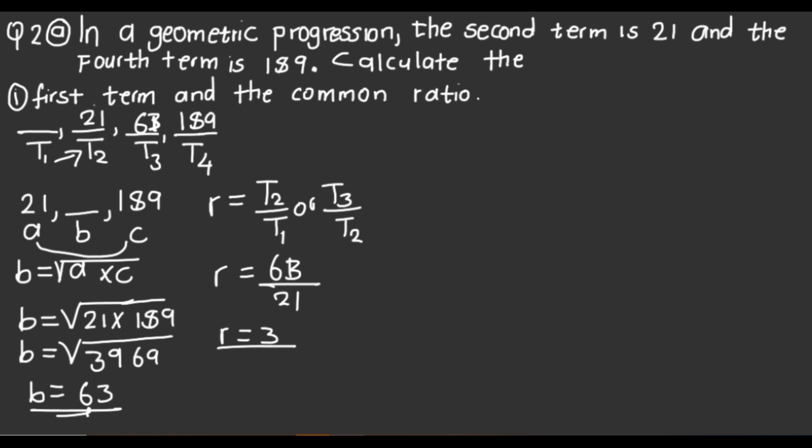This means that they were multiplying by 3. 21, if you multiply 21 times 3, you get 63. Times 3, you get 189. Now, how can we find the first term?